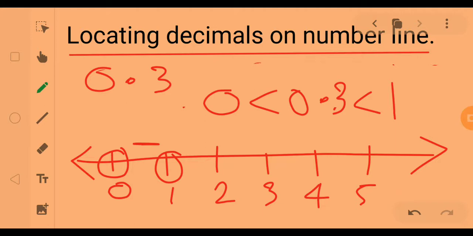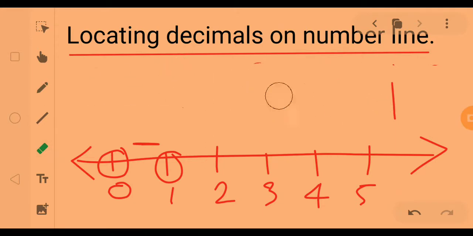Let us see another number. The next number is 3.8. Look at the number line. 3.8 is the decimal number required. So we have to find between which two whole numbers 3.8 lies. 3.8 is after 3.